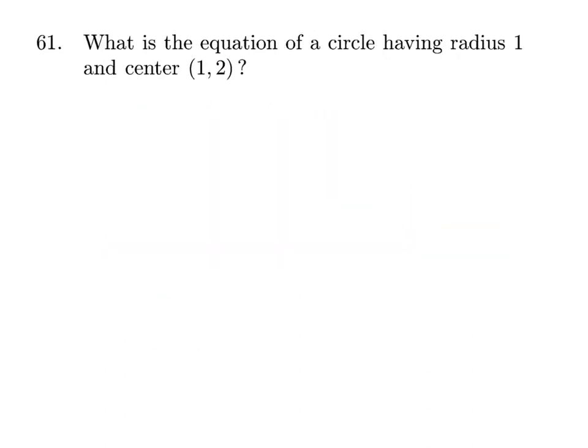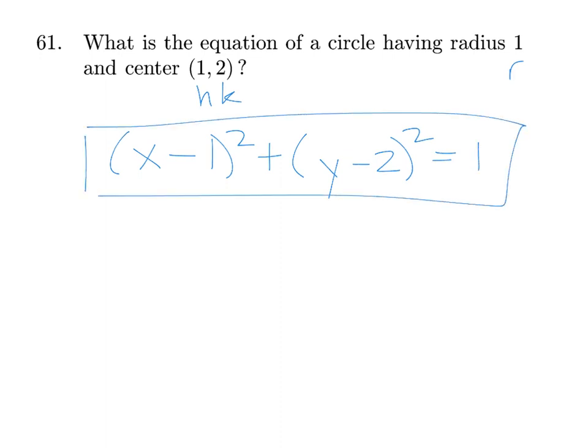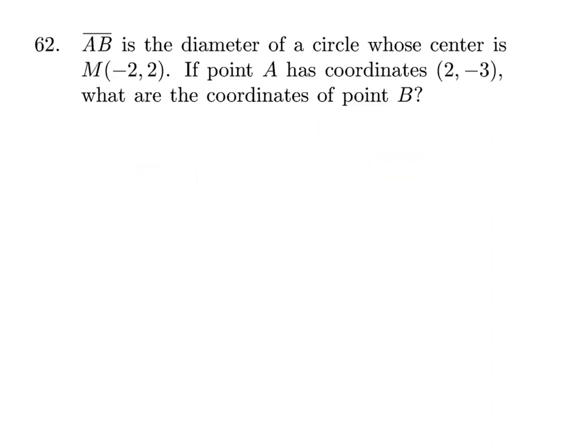What is the equation of a circle having radius 1 and center 1, 2? Here's your center, that's your radius. So I have x minus h, which is 1, squared, plus y minus k, k is 2, squared, equals r squared, so I have 1 squared, which is just 1. And I can't simplify this equation anymore. I am done. AB is the diameter of a circle whose center is -2, 2.